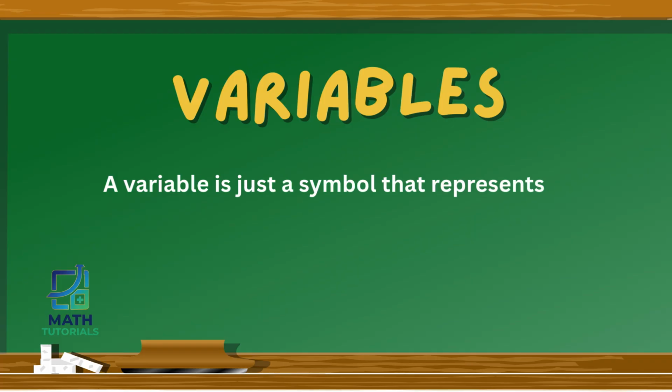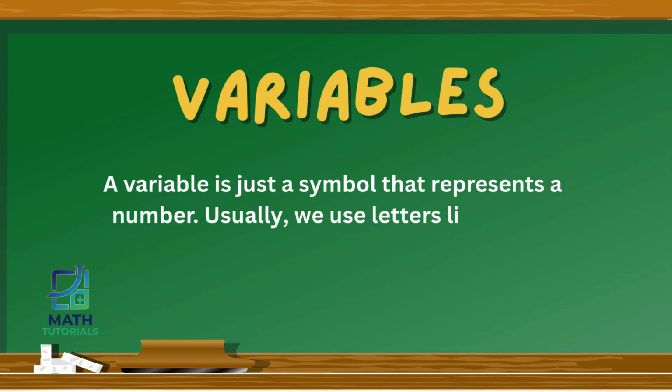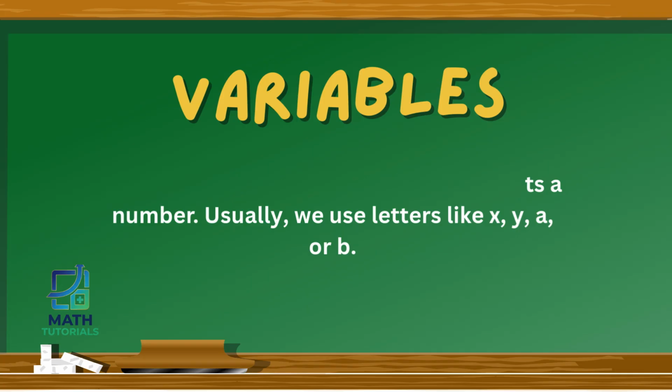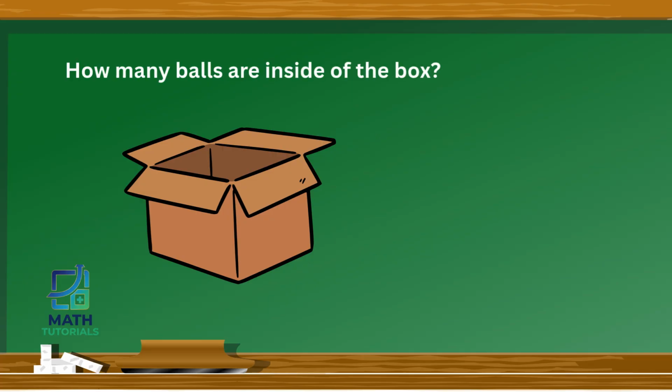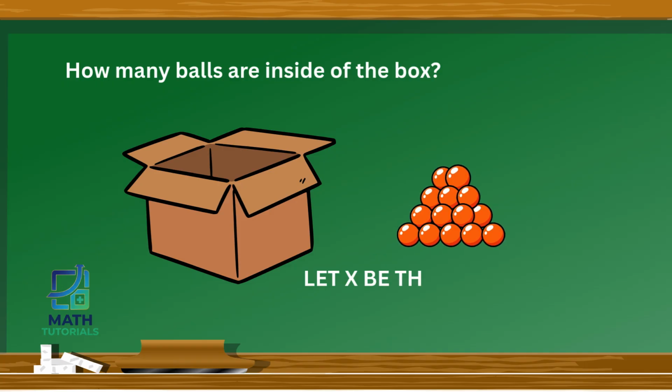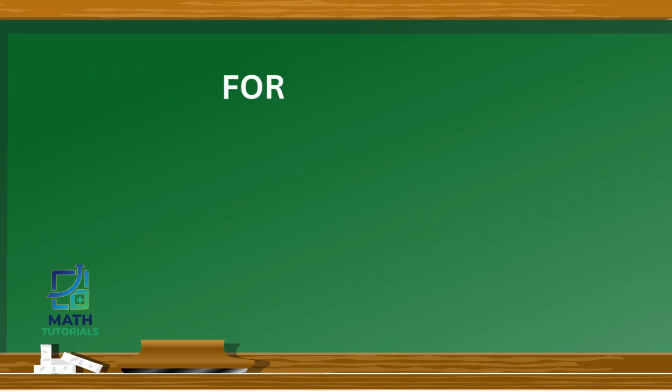Usually we use letters like X, Y, A, or B, or any of the alphabet letters, or any of the Greek letters, whatever you use to represent a number. Okay? So think of an empty box. Whatever number we put inside the box, that's the value of the variable. But since we don't know exactly what number is inside the box, we usually represent it as a variable. So let's have an example.